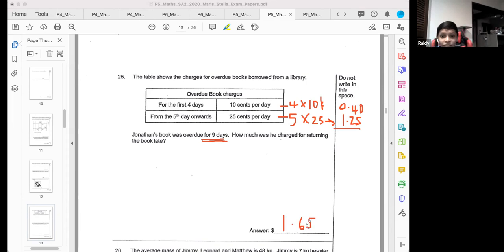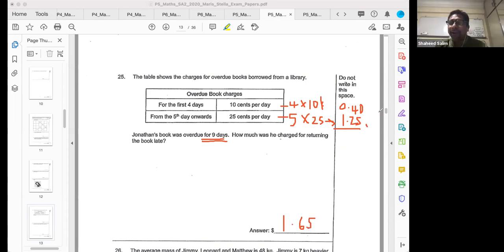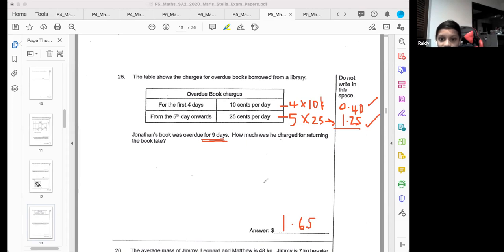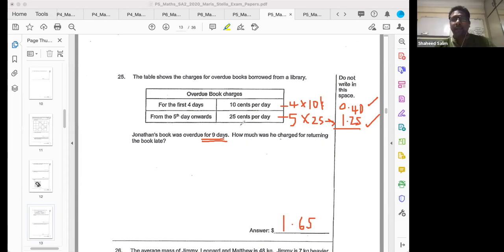Okay, your 125 was correct, but you forgot the 40 cents. So this sort of stuff you must know. I forgot my 5, I forgot my 5 for 160. Yeah, you forgot a 5. So now you must know all this. Why? Because this is a life skill, right?